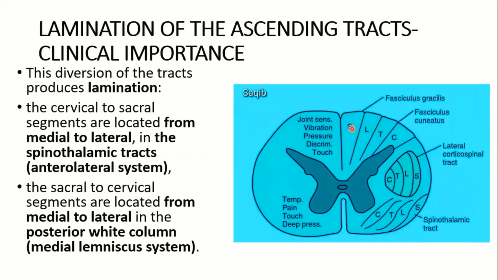This is a further explanation. Due to this diversion, the cervical to sacral segments are located from medial to lateral in the spinothalamic tracts. This is the anterolateral system here. You see, the sacral and lumbar are located laterally. And over here in the posterior funiculus, the sacral and lumbar are located from medial to lateral. This is the sacral and this is the lumbar, right?